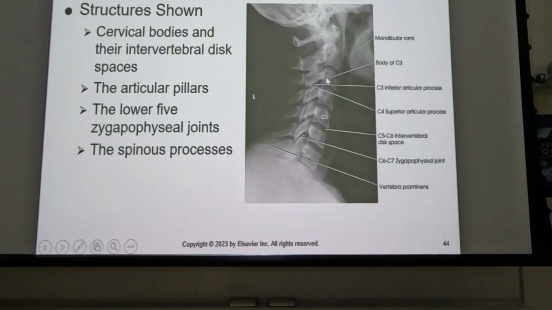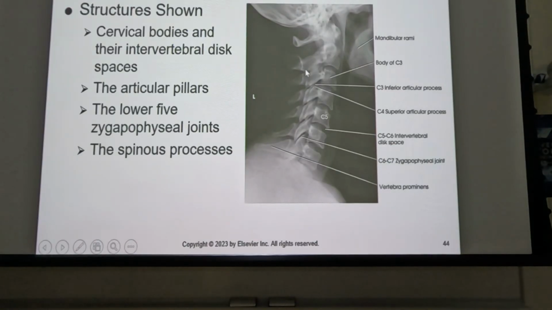Okay? Subluxation. Subluxation is sliding of one vertebra on top of another. Hangman's fracture is an example. It's an extreme example of a subluxation. What you have is subluxation of C2 and C3 with a fracture of the posterior arch. Okay?